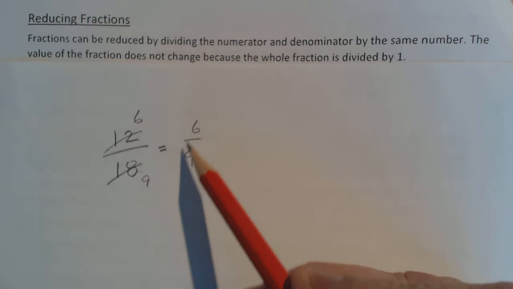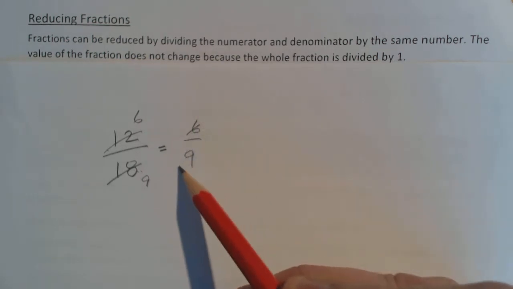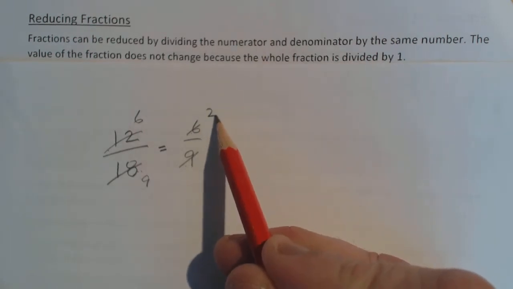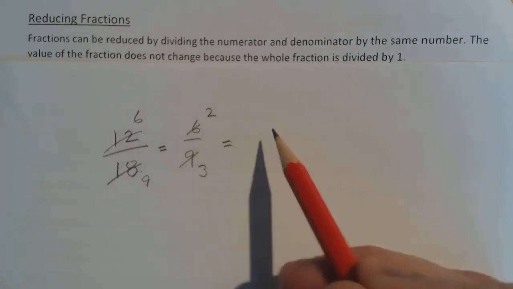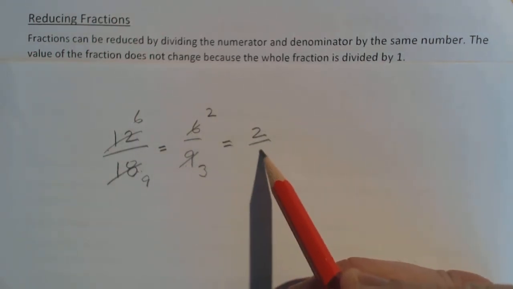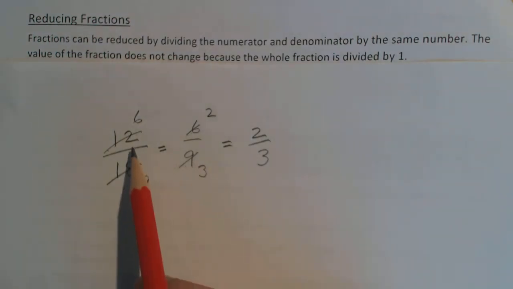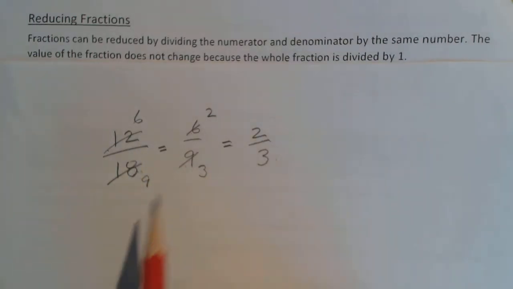Now you can see here also 3 will divide into 6 and also into 9. So 3 into 6 is 2 times. 3 into 9, 3 times. And so we get 2 over 3. Now that process is called simplifying or reducing. Now you'll notice that we did this reducing from 12 over 18 to 2 over 3 in 2 steps.